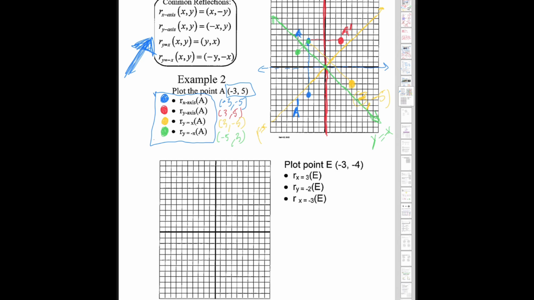It just depends on what axis you're reflecting over. So make sure you know your y-axis, your x-axis, and then your other axes, which are y equals -x, and then also the y equals x-axis.